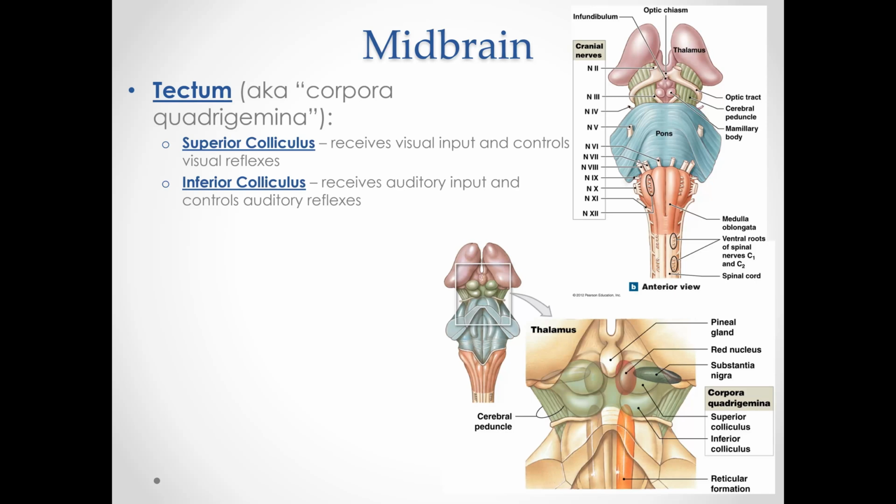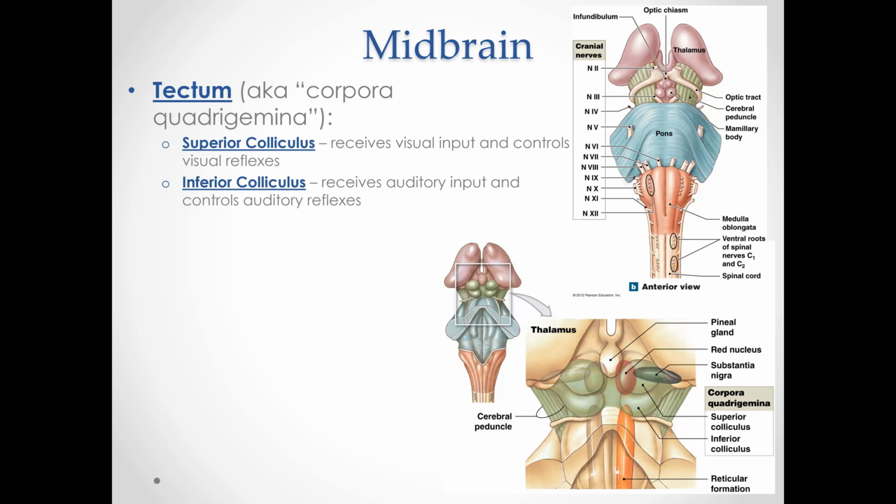So I like to tell students how to remember which one is which. Remember that most of us depend more on our vision than on our hearing. So we tend to be very visual creatures. We like to see things. So think about vision being superior to your auditory. So the superior colliculus is vision, the inferior colliculus is auditory.